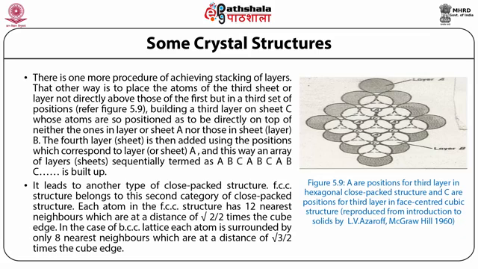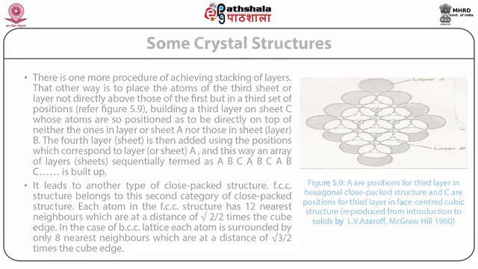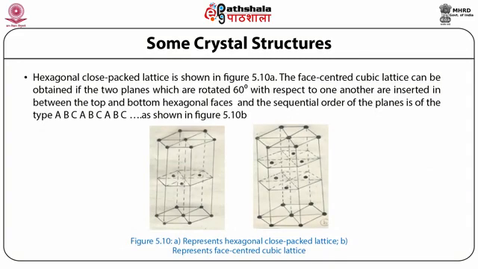FCC structure belongs to this second category of close-packed structure. Each atom in the FCC structure has 12 nearest neighbors which are at a distance of root 2 by 2 times the cube edge. In the case of BCC lattice, each atom is surrounded by only 8 nearest neighbors, which are at a distance of root 3 by 2 times the cube edge. Hexagonal close-packed lattice is shown in figure 5.10a.